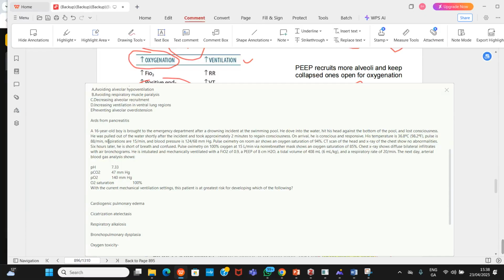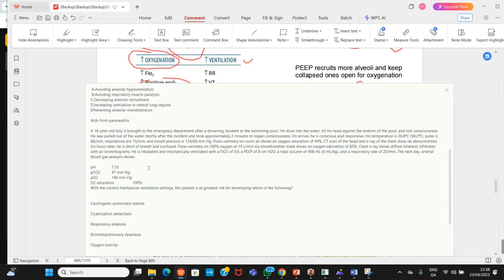So a 16-year-old boy is brought to the emergency department after a drowning incident at the swimming pool. He dove into the water, hit his head against the bottom of the pool, and lost consciousness. He was pulled out of the water shortly after the incident and took approximately 2 minutes to regain consciousness. On arrival, he's conscious and responsive.